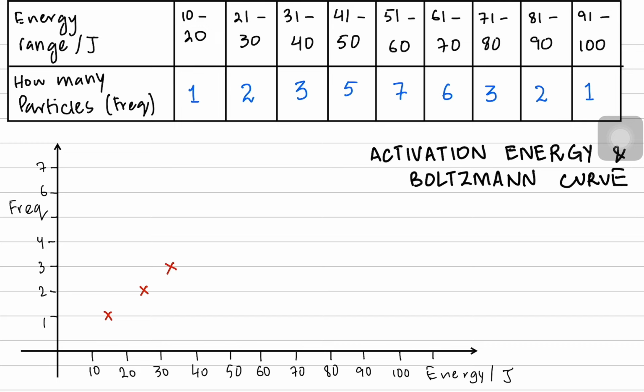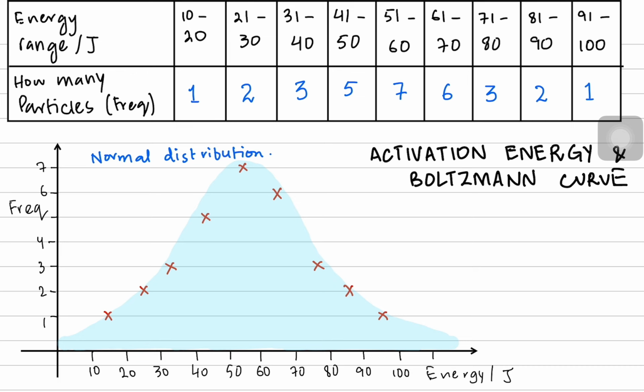2 particles have between 20 and 30, 3 particles have between 30 and 40, 5 particles have between 40 and 50. There are 7 particles which have energy between 50 and 60, so apparently that seems like the most common energy, because most particles have this energy. Then there are few particles with higher energies, like only 3 particles with energy between 71 and 80. Then only 2 particles with energy between 81 and 90, and like a single particle between 90 and 100.